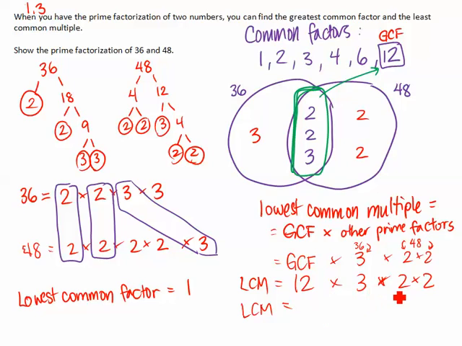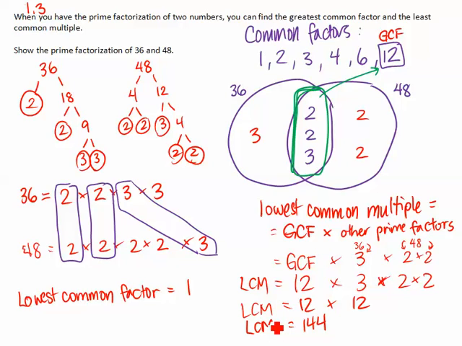I might need a little bit of calculator help with that one, but let's try it out. Well, 2 times 2 is 4, and 4 times 3 is 12, so 12 times 12 is 144. How can I check that my LCM, my lowest common multiple, is actually 144?